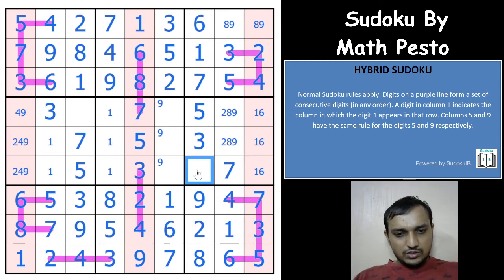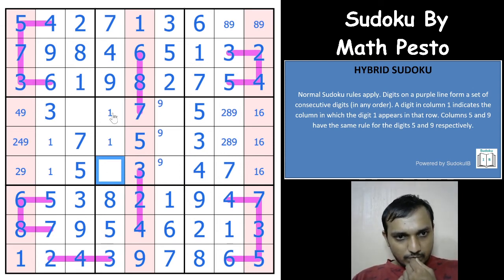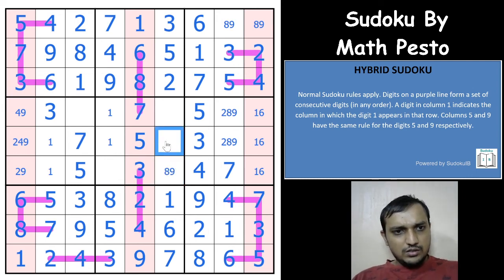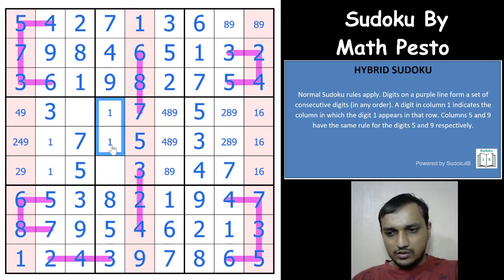What is this? This cell would have to be a 4. That eliminates 4 from this cell. So 1 cannot be here. The fourth cell. 1 is in one of these two cells. 9, 4 and 8. So 8 and 9 here. 4, 8 and 9, 4, 8 and 9. 1, 2 and 6.